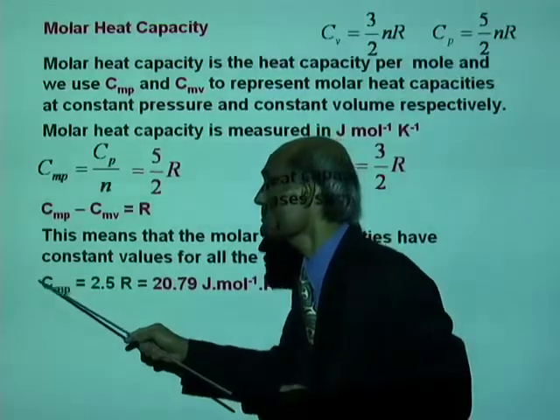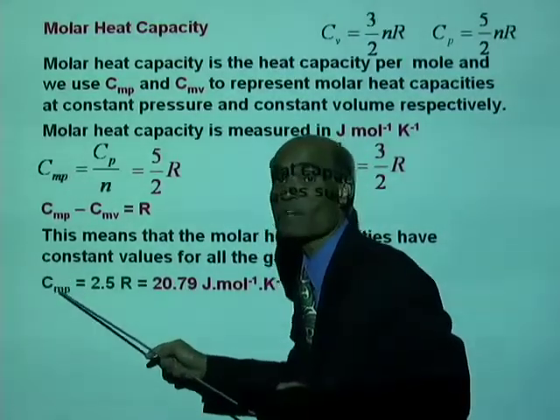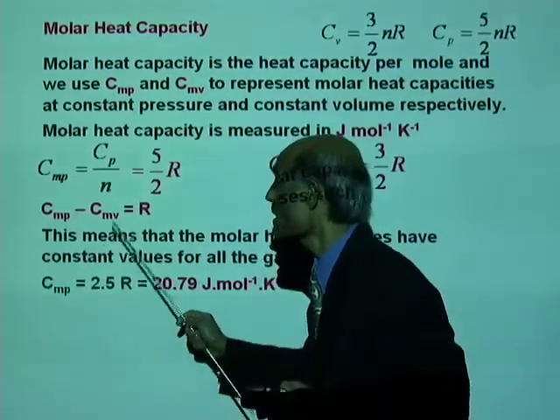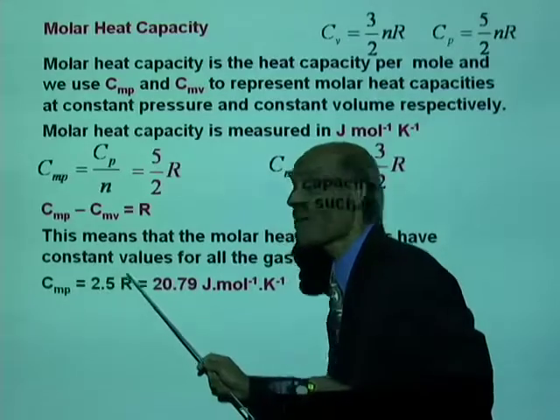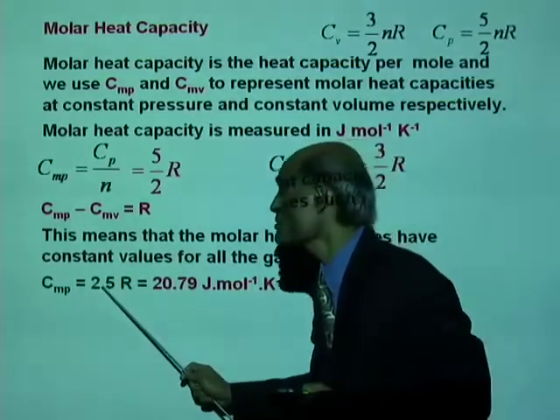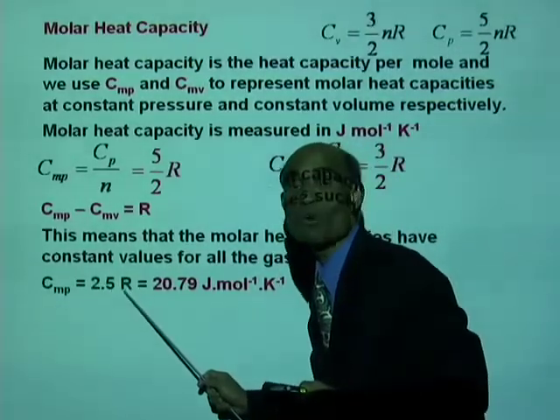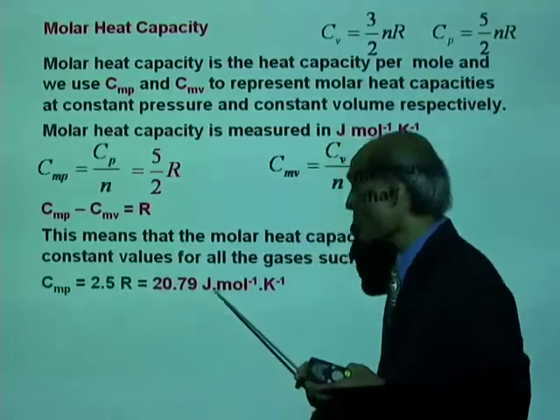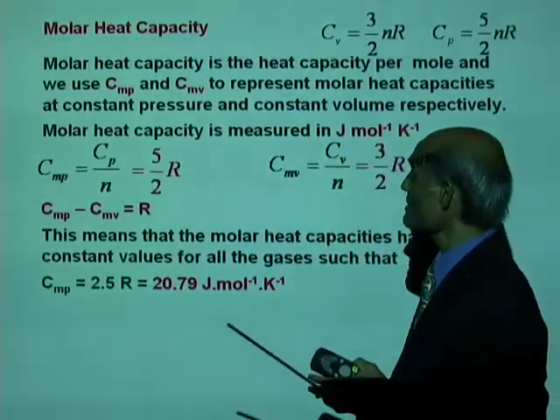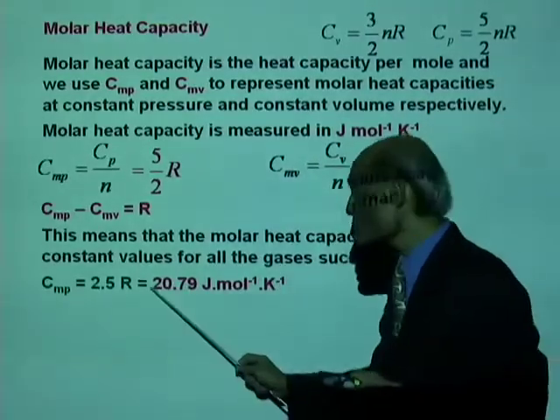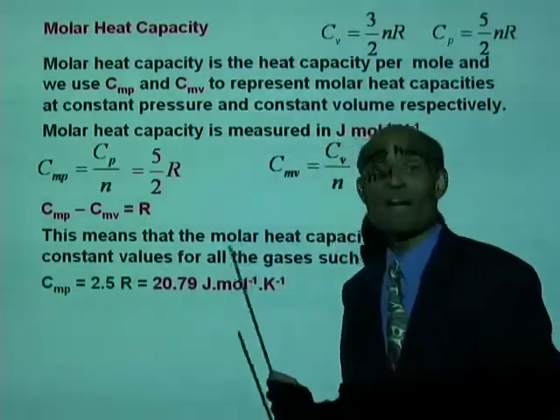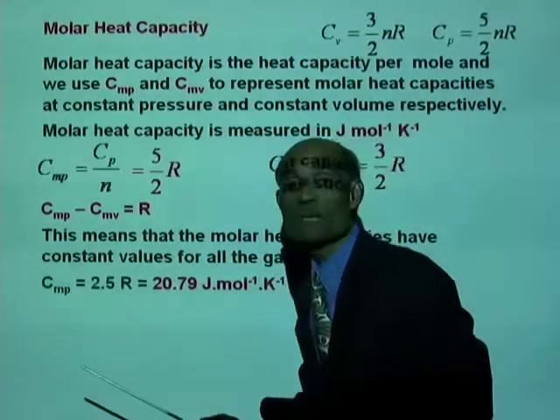CMP, the molar heat capacity at constant pressure, is 5/2 R, which is 2.5 R. That will be 2.5 times 8.314. That will be 20.79 joules per mole per Kelvin. This is the value of CMP.